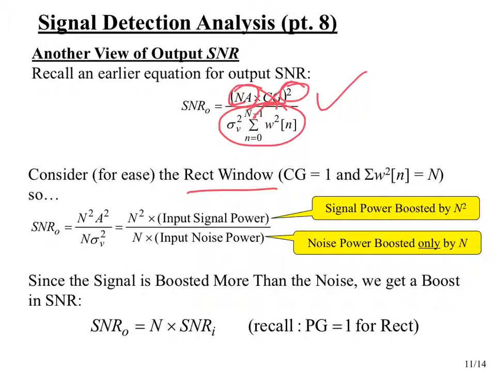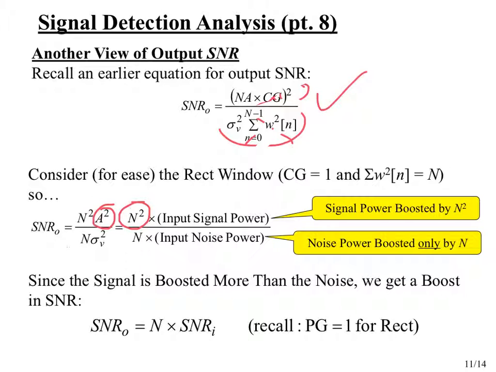So the coherent gain will be 1. The sum of the squares of the window will be N. And so we can just rewrite, for this case, N squared A squared over N times the variance. Now look what's happening here. We can now interpret what we've got. In the numerator, our signal power is A squared. That's the power of a complex sinusoid, and that's getting boosted by N squared.